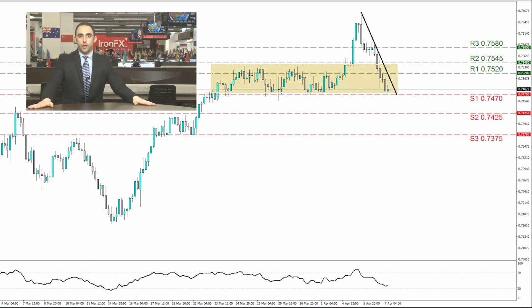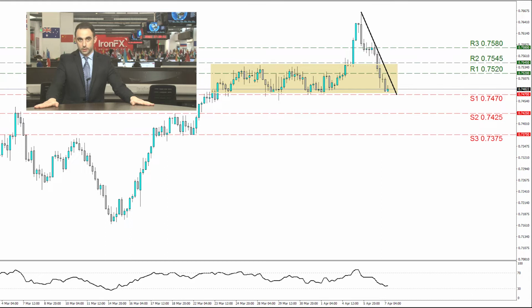We move now to the AUDUSD 4-hour chart. The price action has made a turn downwards since the 5th of April, and the downtrend is highlighted with a descending trend line on our chart. Moreover, after the drop in the latest sessions, we see the price action returning in the sideways range between the R2 0.7545 resistance and the S1 0.7470 support, which was used from the 23rd of March to the 5th of April and is highlighted with light yellow on our chart.